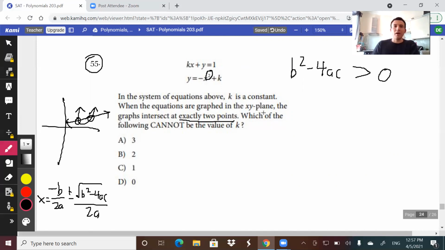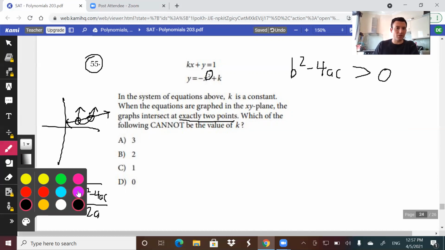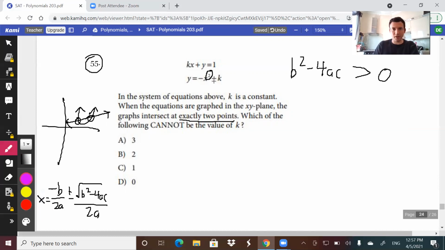And so which of these cannot be the value of k? Which of these, if it were k, would make b squared minus 4ac not greater than 0? We would not have two solutions. The first thing we're going to do is use substitution, plugging this in for the y of the linear equation. So we have kx plus the quantity negative x squared plus k equals 1. All we did is sub that in for y.